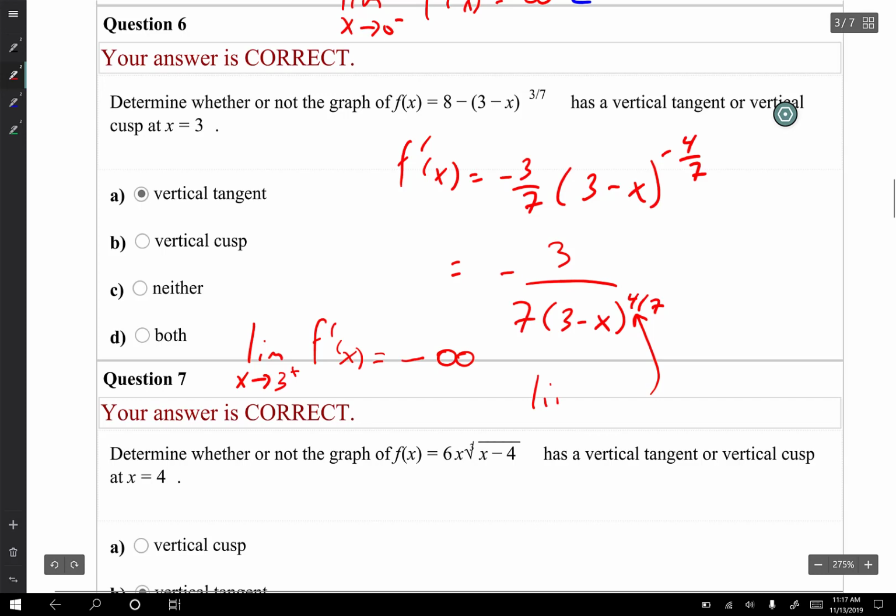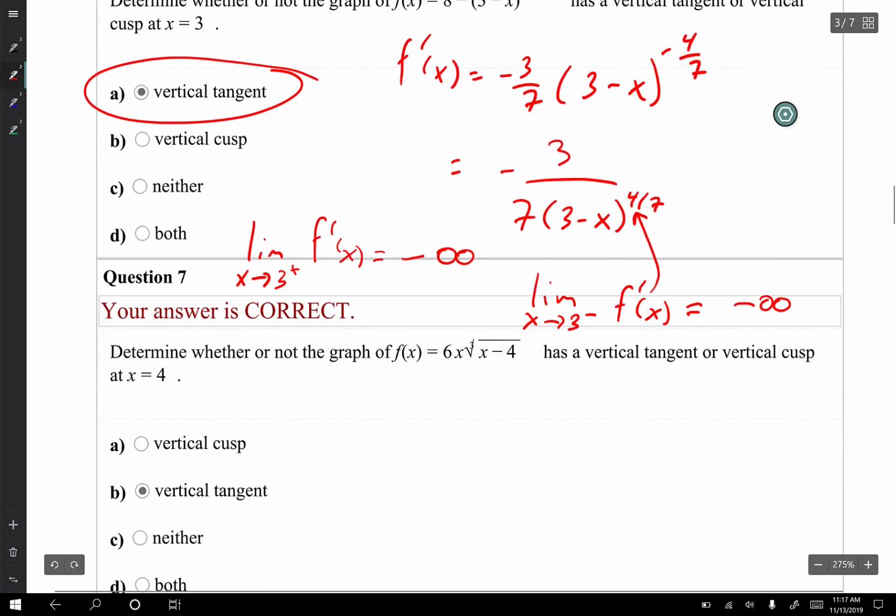Then I do limit as x approaches 3 from the left-hand side of the derivative of this function. So if I approach from the left-hand side, 3 minus 2.9 is a positive. 4th power, positive again. 7th root, positive, times 7, and then negative divided by positive is a negative again. So because I have both of them be negative infinity, I have a vertical tangent. Keep going on this one.